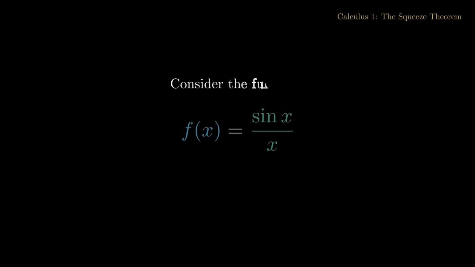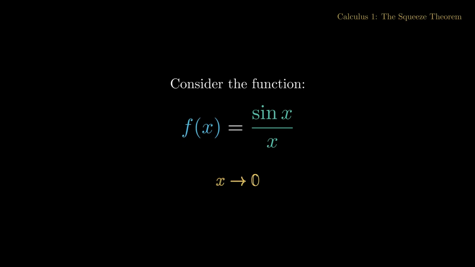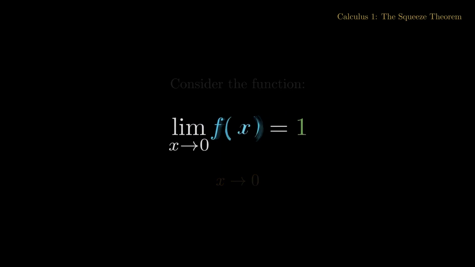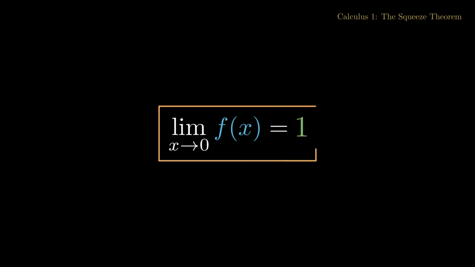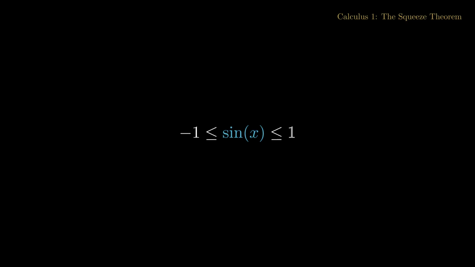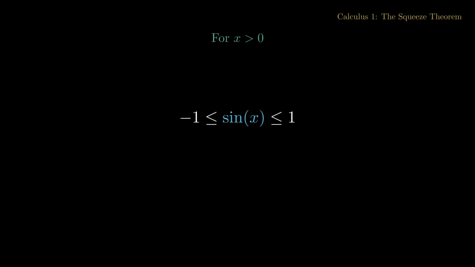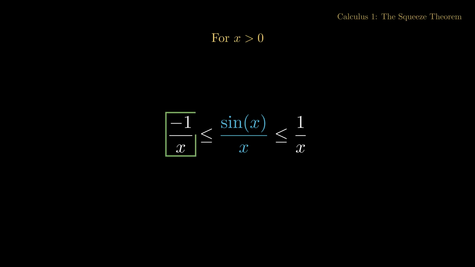Consider the function f of x equals sine x divided by x. We analyze this as x approaches 0. Let's show the limit of this function equals 1. We know -1 is less than or equal to sine x, and sine x is less than or equal to 1 for all x. For positive x, divide this inequality by x. Now, -1 divided by x is less than or equal to sine x divided by x, which is also less than or equal to 1 divided by x.